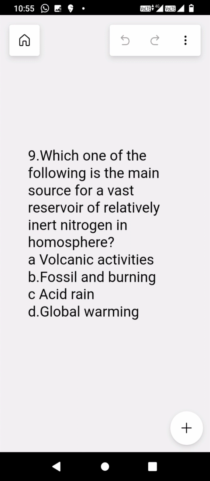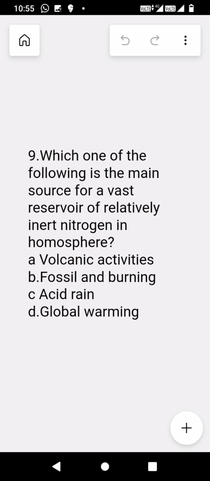The ninth question is, which one of the following is the main source for a vast reservoir of relatively inert nitrogen in the homosphere? A is volcanic activities, B fossil fuel burning, C acid rainfall, and D global warming. And the correct option is volcanic activities.